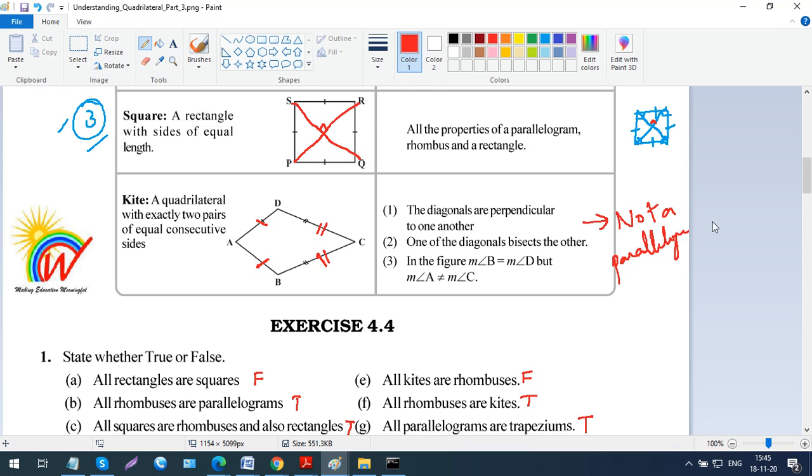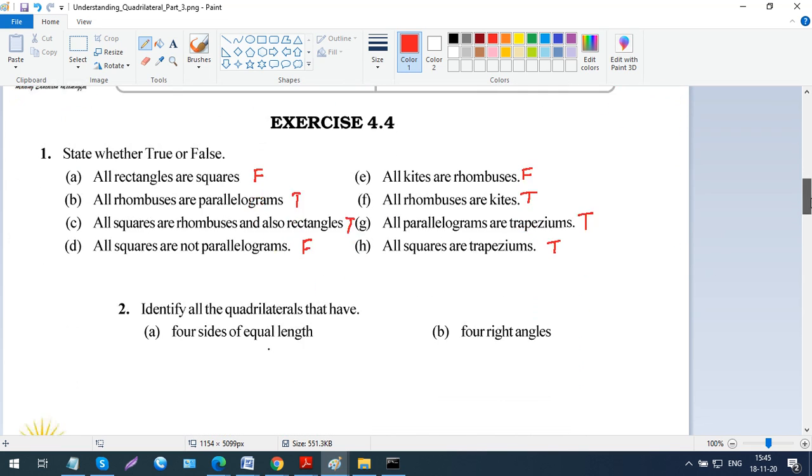Okay, all right, now come to exercise 4.4. Let's just go over this. It says, state whether true or false: all rectangles are squares. So it's false, because a rectangle can't always be a square. A rectangle is a rectangle. How can all the rectangles be squares? So it is false. But all squares are rectangles. If I take a square, it can be called a rectangle also, right? Where the length and breadth are equal. So here, all rectangles are not squares, so that's false.